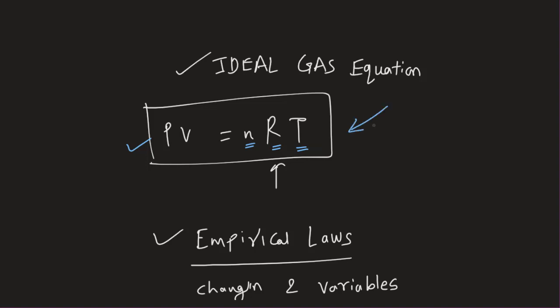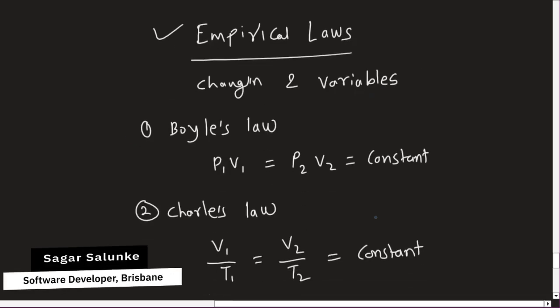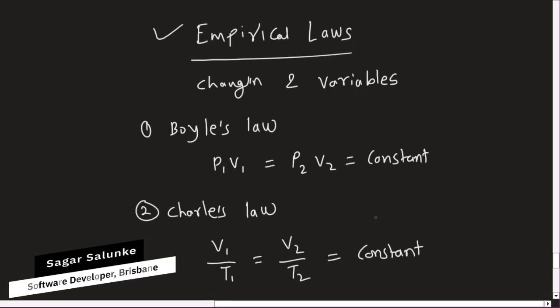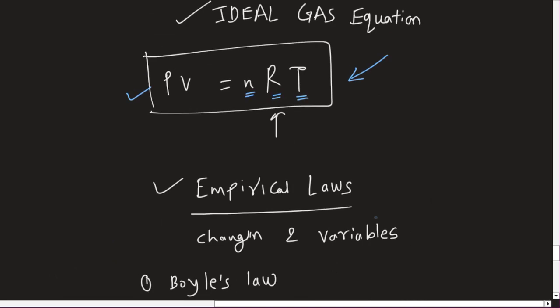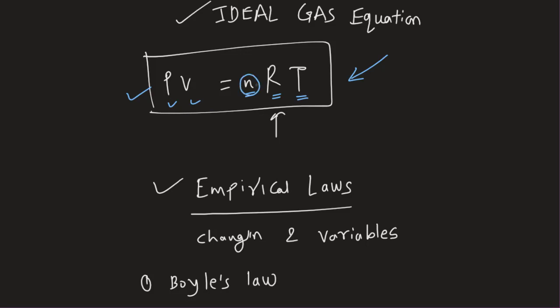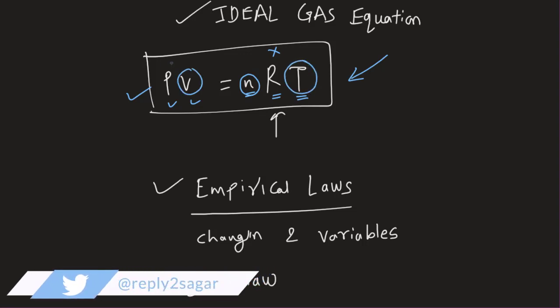This ideal gas equation was derived based upon the empirical laws, so it is important to understand the empirical laws as well. So let us see what these empirical laws are. In the empirical laws, what we do is we change two variables. You can see here in this ideal gas equation, how many variables are there? Pressure, volume, then amount of substance. R is a constant, so we can ignore it. And temperature. So four variables are there, right?